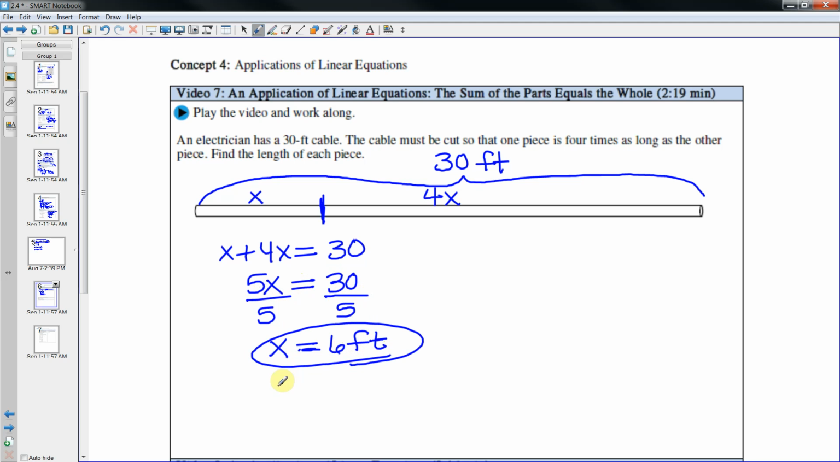The longer piece is 4 times the smaller piece. So 4 times 6 would be 24 feet. And you can check yourself, and 24 and 6 add up to 30. So that would be correct.